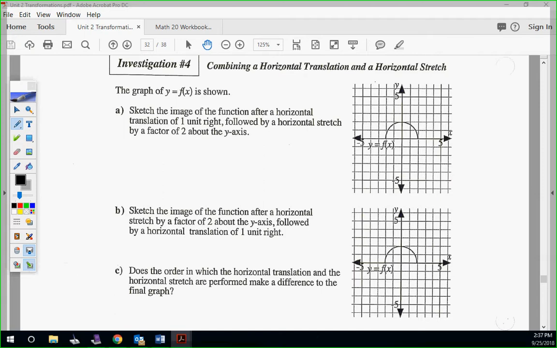Okay, so y equals f of x is shown. Sketch the image of the function after a horizontal translation of 1 unit right, followed by a horizontal stretch by a factor of 2 about the y-axis. So let's do the first one first. Horizontal translation 1 right. That's there, that's there, that's there. So this is the first one.